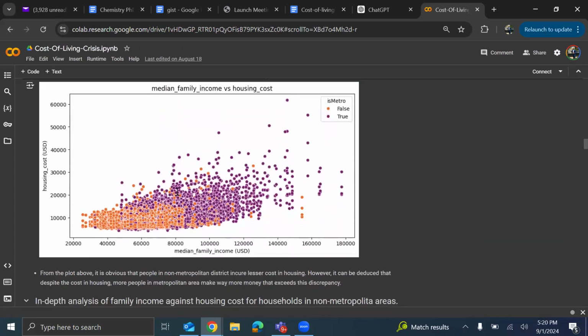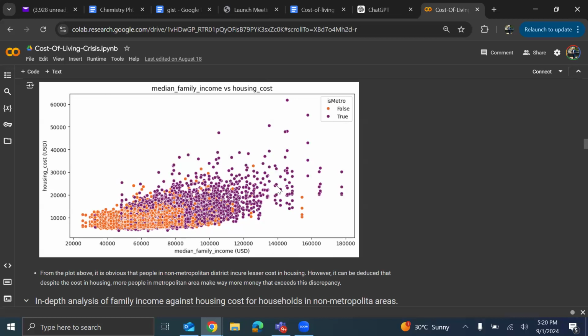Multivariate analysis looks at more than two variables, so now we're looking at three variables at once. The first variable is whether it is a metropolitan area or not. The second is the median family income, and the other can be anything else, in this case housing cost. You can see that people in metropolitan areas tend to pay higher housing costs. However, they also earn more, so the median family income is higher on this side.